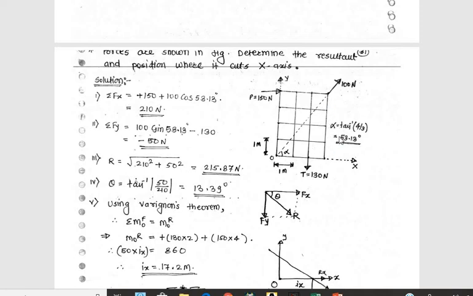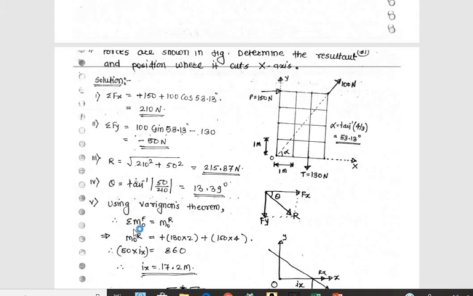Therefore, tan alpha is equal to 4 by 3. It is 53.13. Now resolve. Fx is equal to 150 plus 100 cos 53.13, therefore 210. Fy is equal to 100 sin 53.13 minus 130 minus 50. Therefore, resultant R is equal to square root of 210 square plus 50 square, that is 215.87 Newton. Theta is equal to tan inverse of 50 by 210, that comes out to be 13.39 degree.